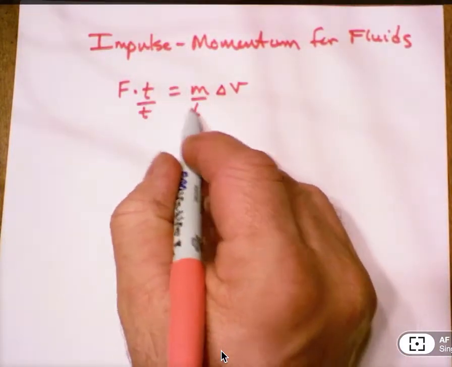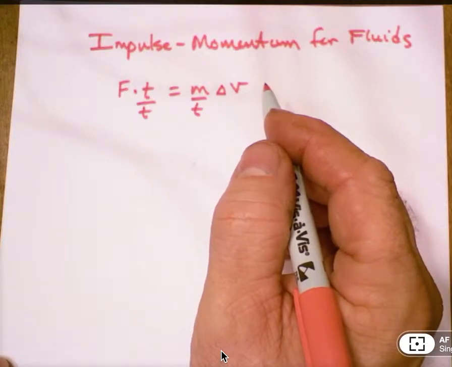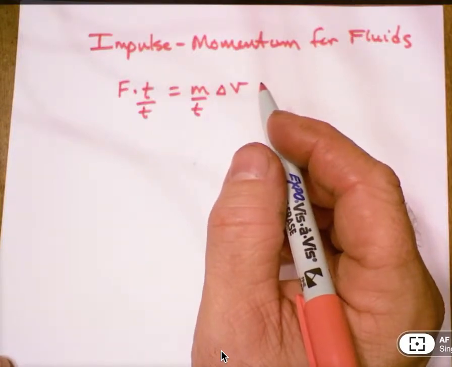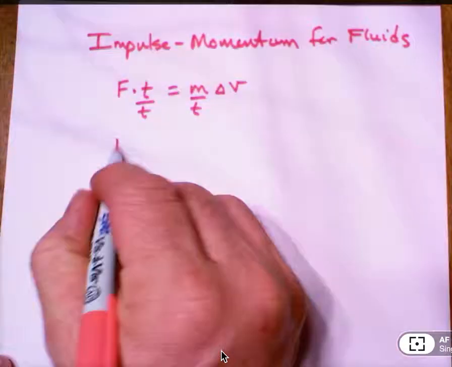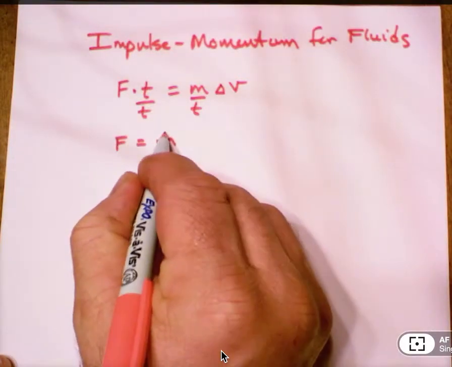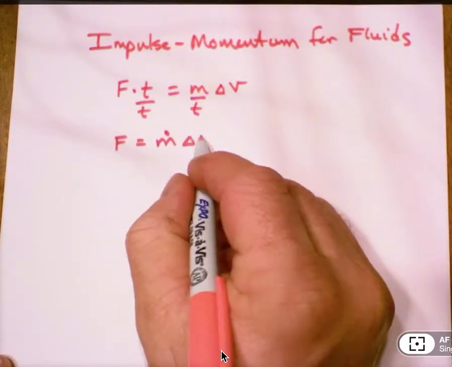So as we transition this to fluids, what I'd like to do is take the time and get it out of the left-hand side and bring it over to the right-hand side, and lo and behold, we get that force is equal to mass flow rate times change in velocity.